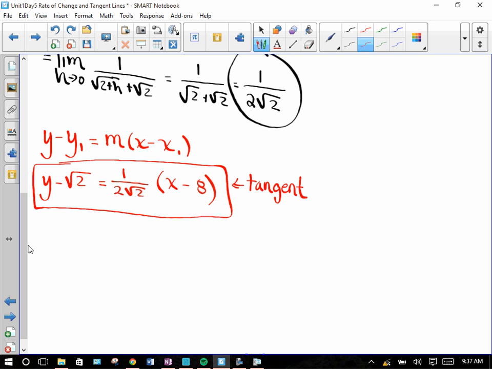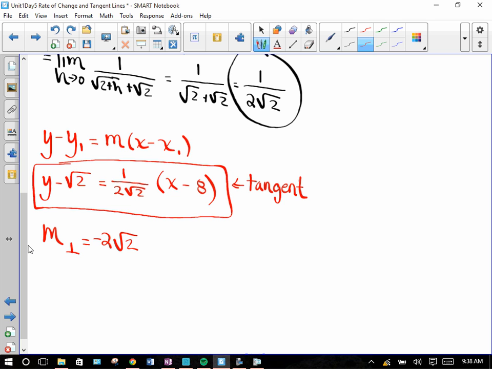Do you guys remember the relationship between the slopes of perpendicular lines? They are reciprocals and opposite signs. So the slope of our normal line, m perpendicular, since perpendicular means normal, is going to be equal to negative 2 square root of 2. All I did was take the reciprocal and change the sign.